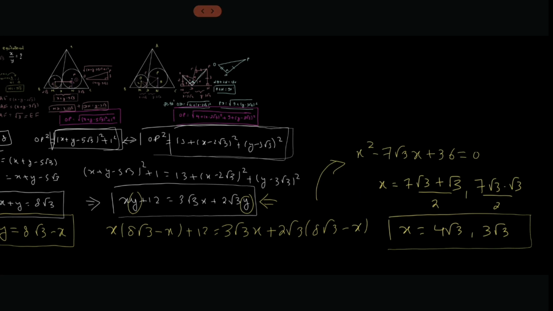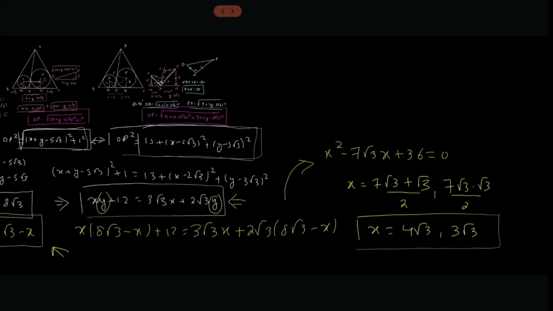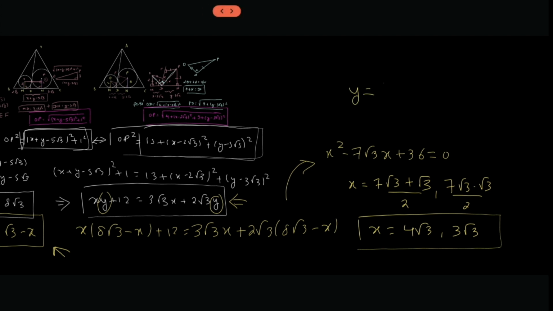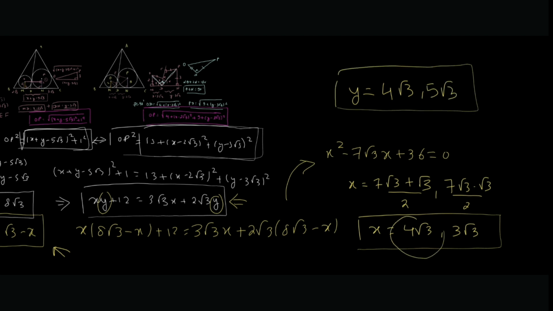Okay. Now remember the first equation where y was equal to 8 root 3 minus x. So putting these two values for x, we will get y as equal to 4 root 3 or else 5 root 3. So now we can see that for x equals 4 root 3, we got y as 4 root 3. For x equals 3 root 3, we got y as equal to 5 root 3.